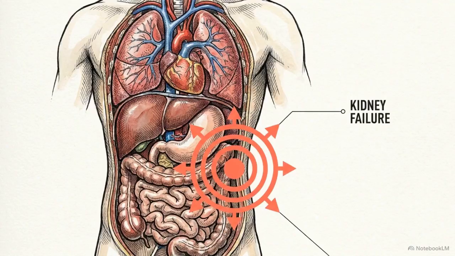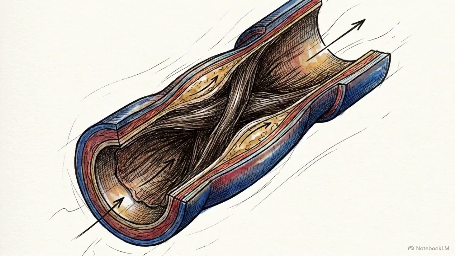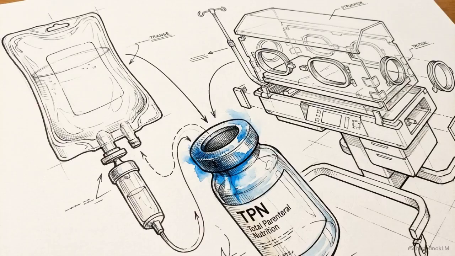This makes patients with advanced stage 4 or 5 chronic kidney disease the primary at-risk population. They have lost the gateway required to prevent systemic accumulation. Premature infants are similarly vulnerable. Their naturally immature kidneys cannot clear the aluminum that leaches into total parenteral nutrition fluids from glass storage vials.